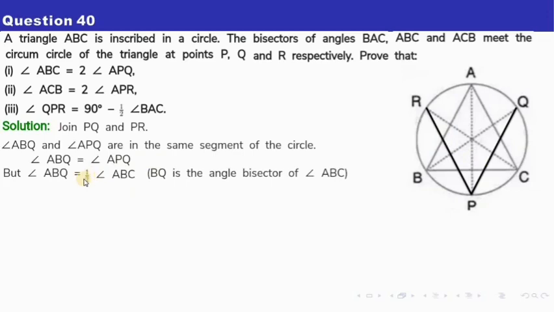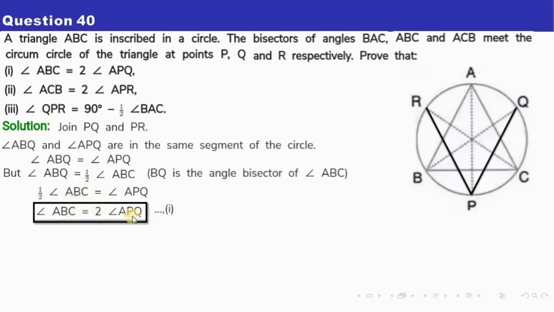Now we know that ABQ can be written as half of ABC because BQ is the bisector of ABC. So I am substituting ABQ with half of ABC. Then this becomes half of ABC equals angle APQ. Let us take this 2 out here. So we'll get angle ABC equals 2 times APQ, which is my first answer. Let me call this equation 1.